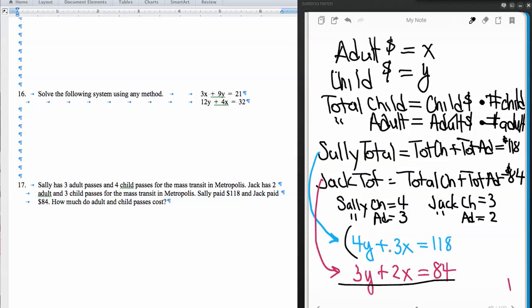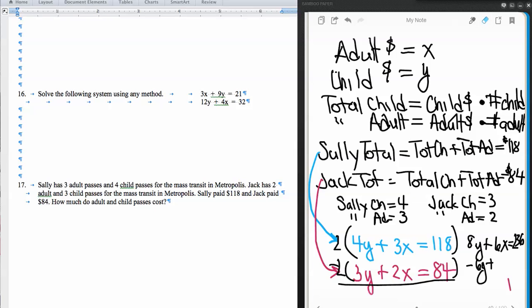So I'm going to multiply this equation up here by a 2, and I'm going to multiply this equation down here by a -2. So with that said, I'm going to get a positive 8y, and I'm going to get a positive 6x, and then I'm going to have twice 118, which is going to be 236.